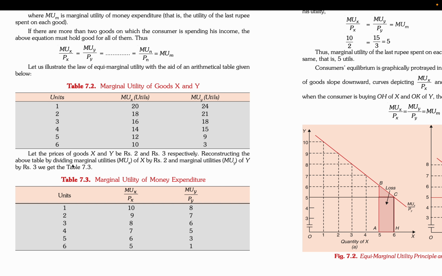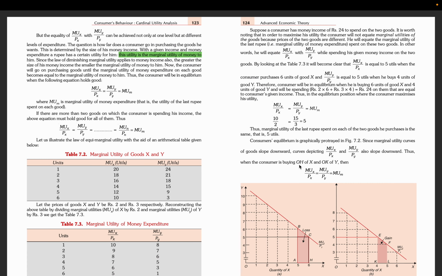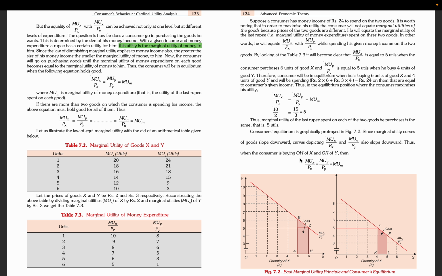Reconstructing the above table by dividing MUx of X by 2 and MUy of Y by 3, because we want to get MUM. Okay, so we see this. Now what we observe is, suppose a consumer has money income of 24 to spend on the two goods. It is worth noting that in order to maximize his utility, the consumer will not equate marginal utilities of the goods because prices of the two goods are different. He will equate the marginal utility of the last rupee.